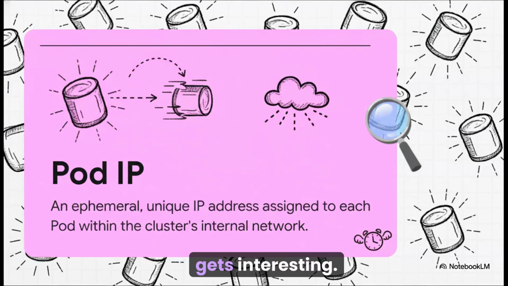Okay, now here's where it gets interesting. A pod is the smallest thing you can deploy in Kubernetes. It's the little bubble where your application's containers actually live, and every single pod gets its own unique IP address. This is awesome, because containers can communicate without fighting over ports. But, and this is a huge but, this IP address is ephemeral. That's a fancy word for temporary.